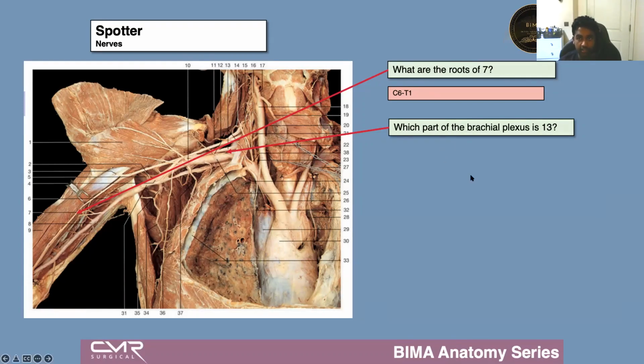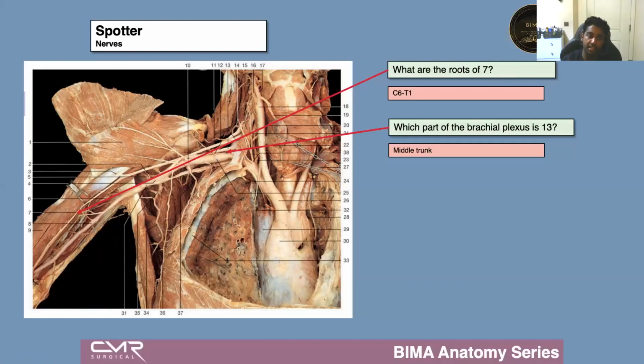And then the second is 13 for this. So which part of the brachial plexus? So this is why I went through the trunks. First, I went through the roots, then I went through the trunks, then I went through the divisions, then I went through the cords, then I went through the nerves. The reason being, each of these 5 different elements, they can test in a spotter exam. And usually they like to assess the things higher up rather than lower down.